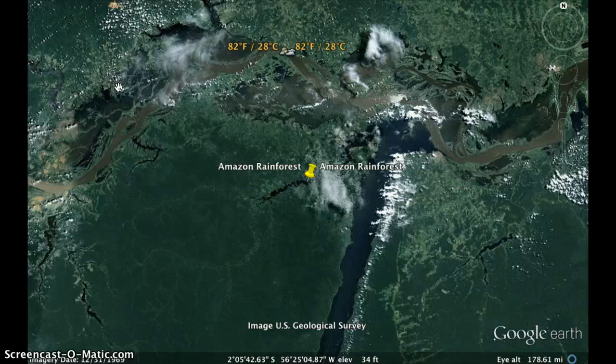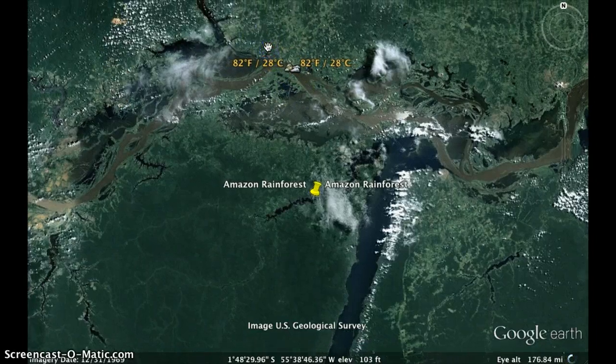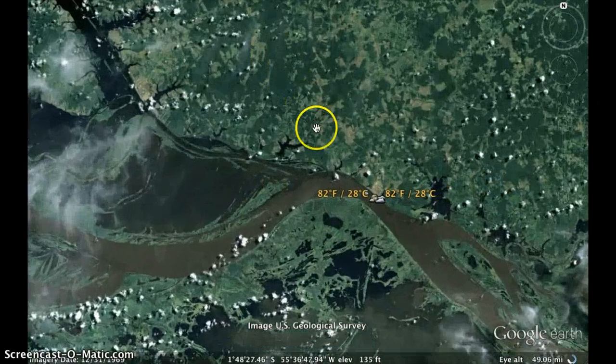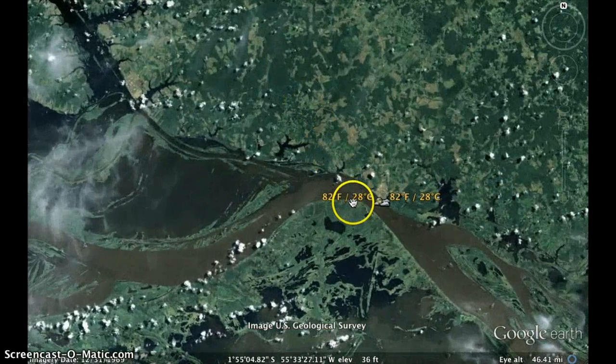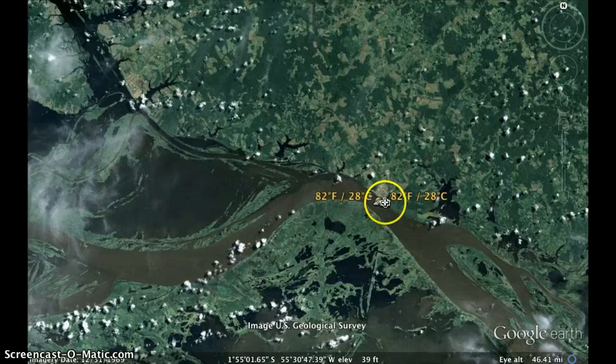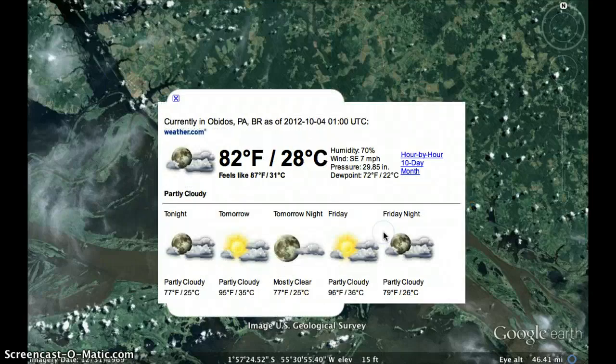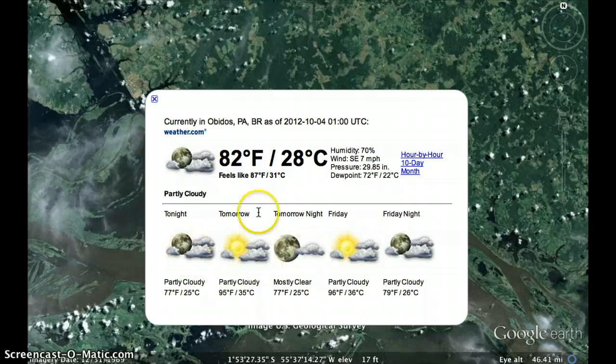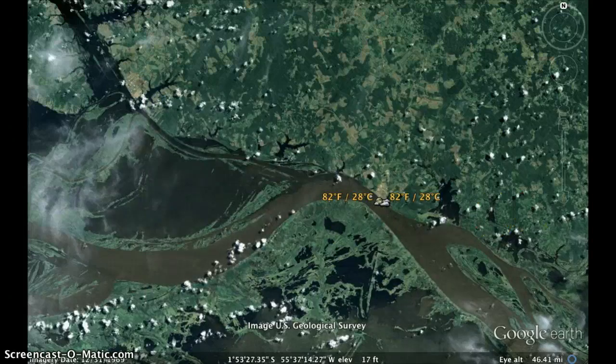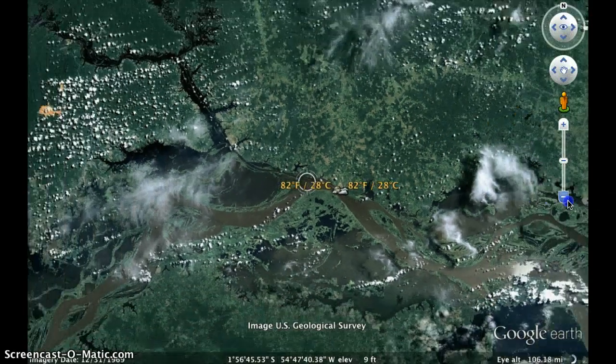And we're going to go ahead and take a look at the weather on this. Wow, it is really hot there. It's 82 degrees Fahrenheit. And it looks like it's overcast, which is probably a common occurrence in the rainforest since it rains so much.